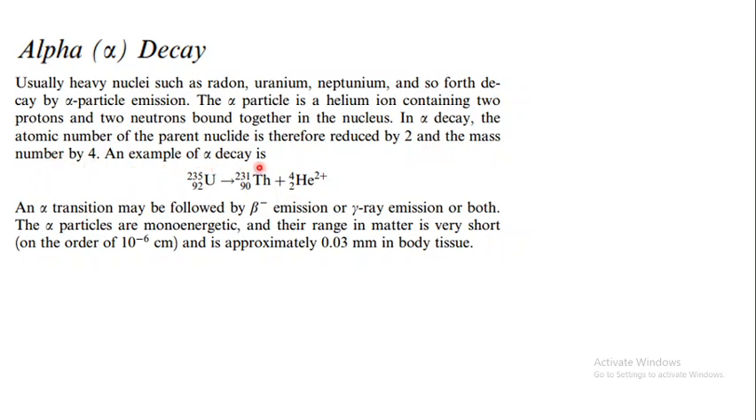An example of alpha decay is uranium-235, with atomic number 92, undergoing the alpha decay process. Due to this, thorium is formed with atomic number 90 and mass number 231. So here is a reduction of 4 in atomic mass and 2 in atomic number by the emission of a helium nucleus. An alpha transition may be followed by a beta emission or gamma ray emission or both.